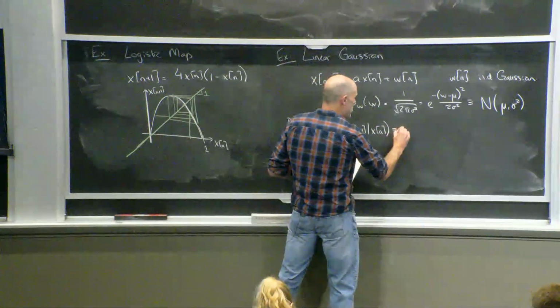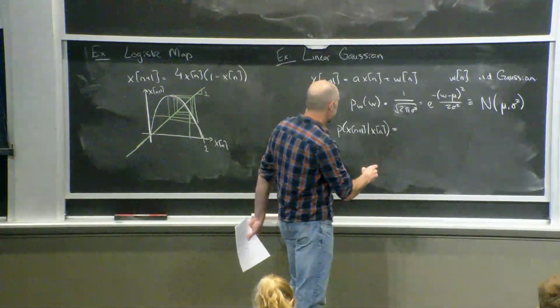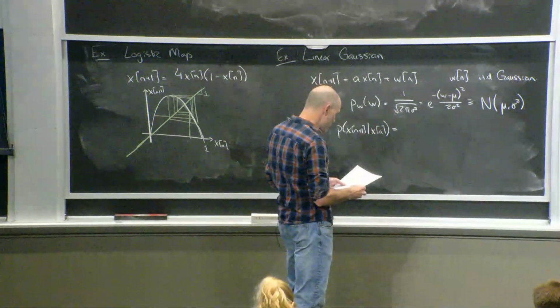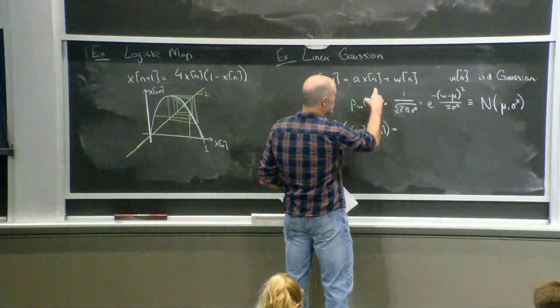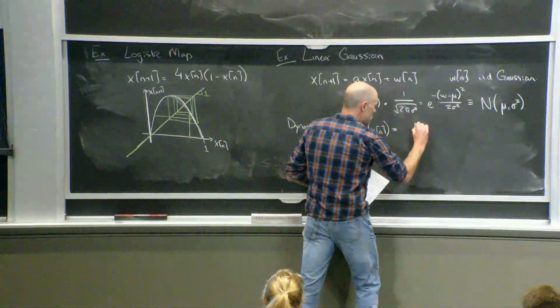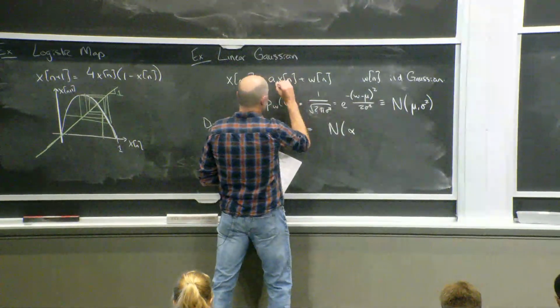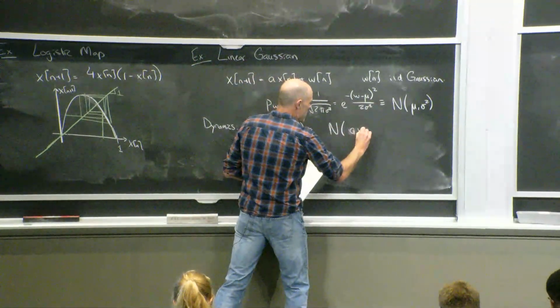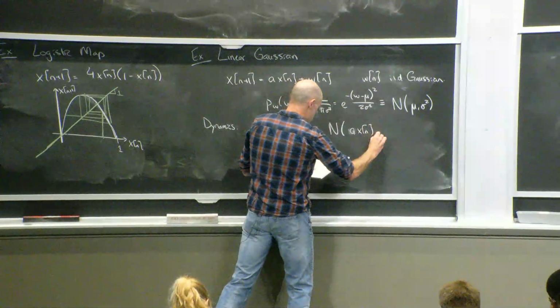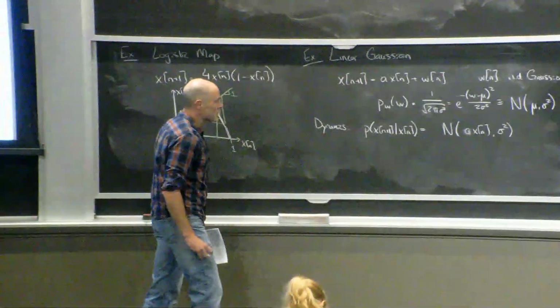Right? And it turns out, because the probability of x n plus 1 as a function of x n is just, well, it works out to be this. Let me write it this way. Alpha, I call it A here. A x n, sigma squared, if I say mu is 0.